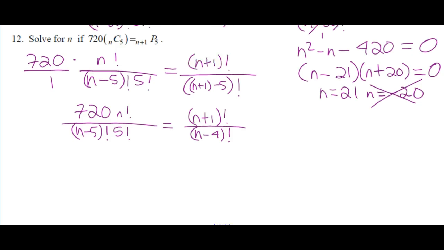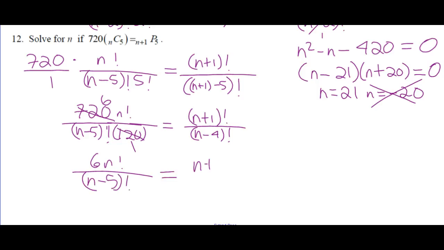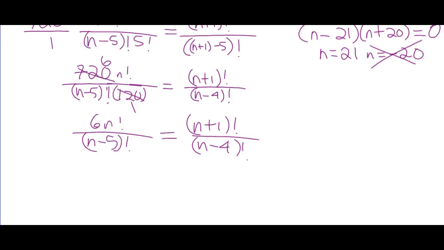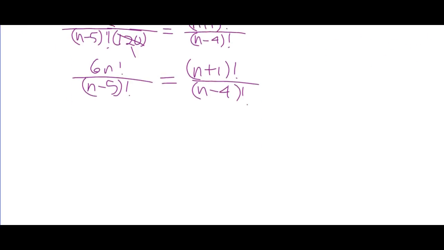Okay, well, wait, what's 5 factorial? It's 120, right? So this is 120, that cancels, so we got 6. 6n factorial over n minus 5 factorial. Let's clean that up. We'll write it here, it's okay. If we've done some cancellation, it doesn't hurt to throw in an extra line. Right, keep things clean. Okay, how are we going to solve that?